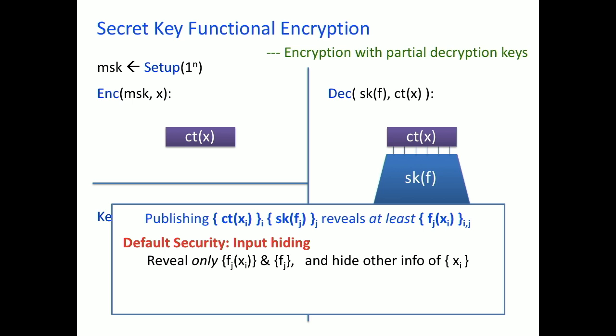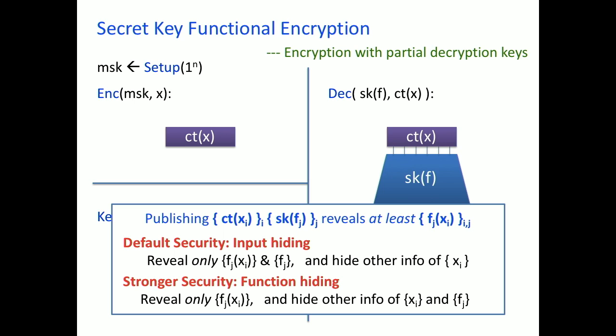What about security? The default security cares about hiding the inputs, in the sense that it should guarantee that one can only learn from this set of ciphertexts and secret keys the possible outputs as guaranteed by functionality and all those functions. And any additional information about the inputs remains hidden. One can also think about a stronger security called function hiding, which naturally cares about hiding both the input as well as the functions. So the only thing that is revealed are those outputs.